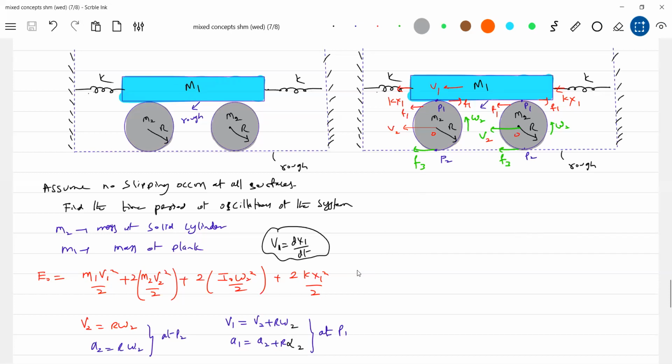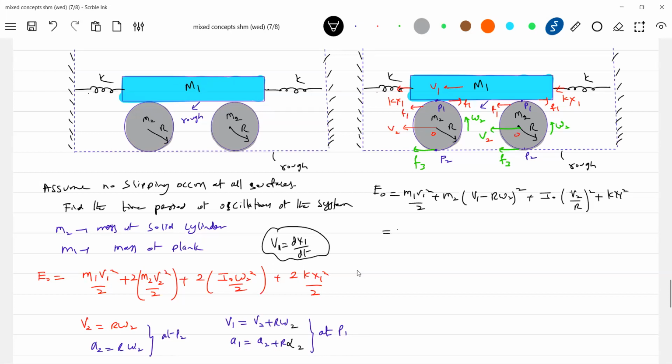First do the replacement, so it'll be easy for us to differentiate. M1 V1 square by 2, M2, V2 will be V1 minus R omega 2 whole square, plus I naught omega 2, V2 by R whole square, plus k x1 square. Further, V1 what we can write it as. Omega 2 we can write as V2 by R.